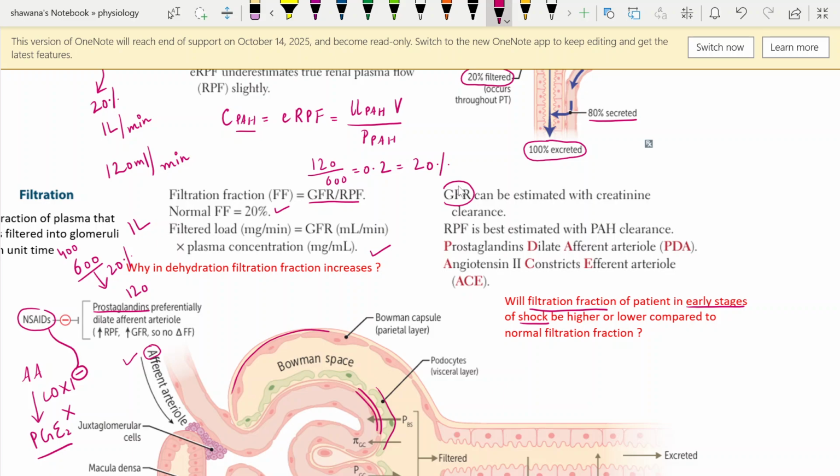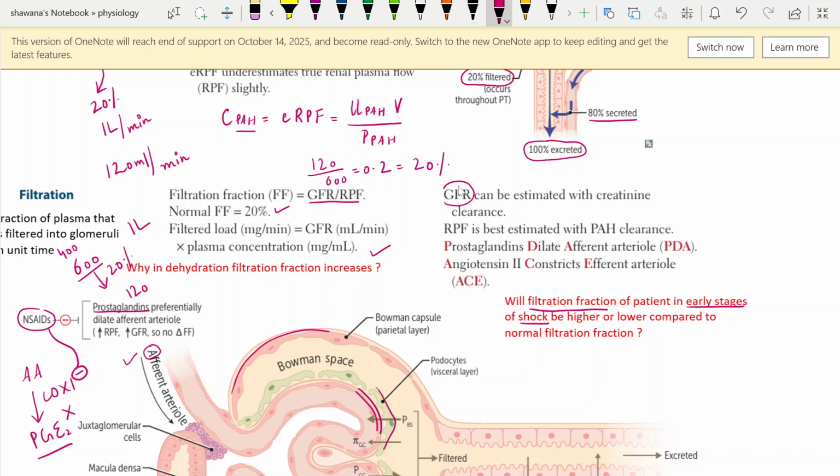So let's talk about it. Renal plasma flow will decrease automatically. So the renal autoregulatory mechanism will compensate and dilate the afferent arteriole. In the early stages of shock, due to autoregulatory mechanisms of the kidney, afferent arterioles are dilated and they will increase the GFR and they will increase the filtration fraction. So that's all about the early stages of shock.